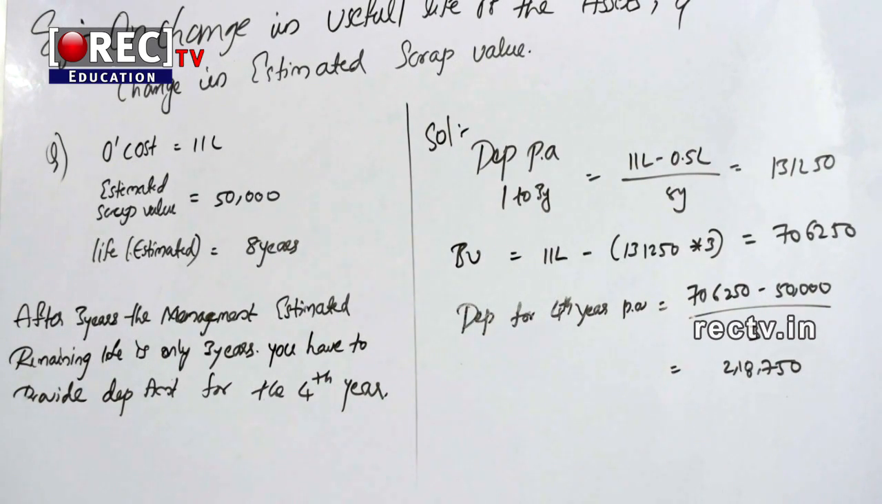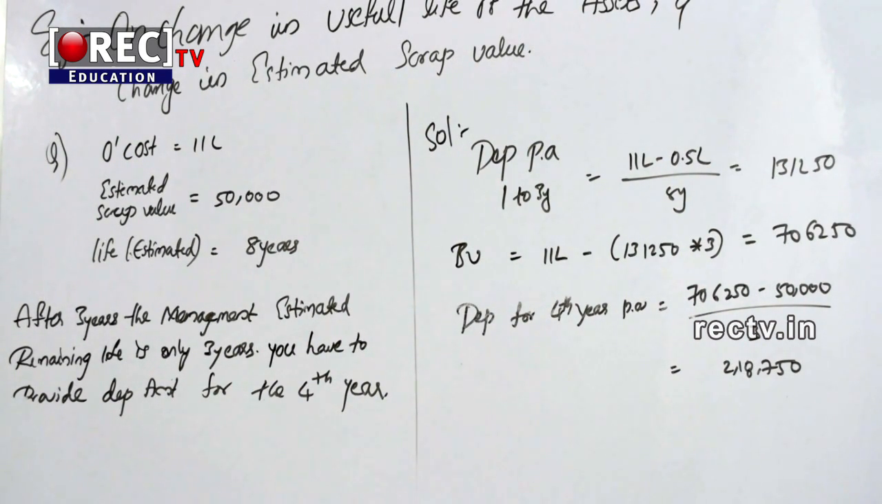Friends, we have already seen about change in the useful life of the asset and change in estimated scrap value. A change in accounting policy refers to a change in principle or a change in the method of principle. Now, let us see one example so we can understand clearly.